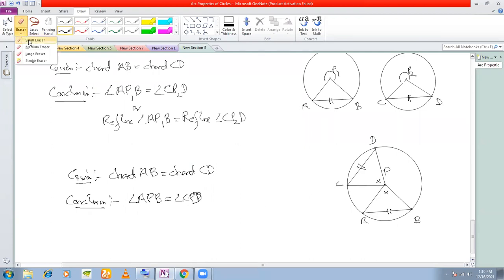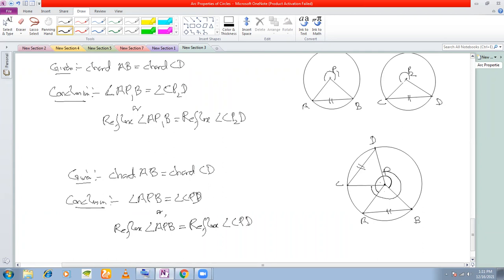Not only that, but also the reflex angle will be equal. What is the reflex angle APB? Which is the reflex angle APB? This one, right? And what is the reflex angle CPD? This one. Clear? This theorem? Yes, sir.